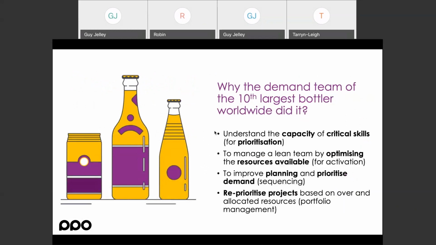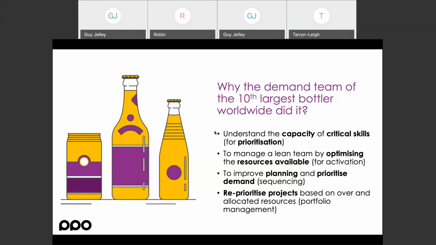Demand team within the 10th largest bottler worldwide, a beverage company. And the key here was a very small, lean team that sat within the demand area: architects, systems owners, process owners, and a big bunch of resources that were flexed in as and when work required, project managers, business analysts, developers, those type of things. But really they had key critical component skills that they needed to manage. So the prioritization of the project, the activation, and more importantly, the sequencing was key.